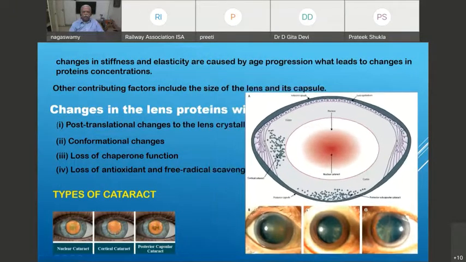This is a broader picture to show where all it can happen. This is the central portion, the nuclear cataract. This is the posterior capsular cataract, and this is the cortical cataract. The cortex has an outer cortex and an inner cortex, and the conjunction between both outer and inner is called the cortical cataract. The cortex which is affected more on the posterior side is called the posterior subcapsular cataract.